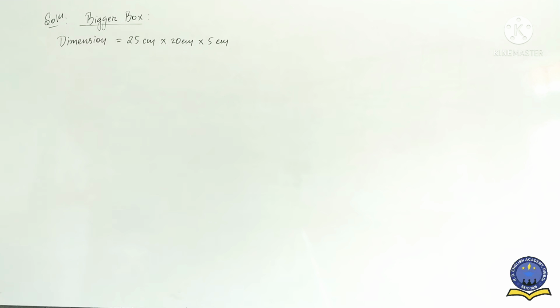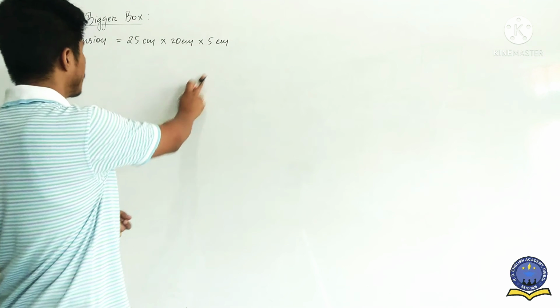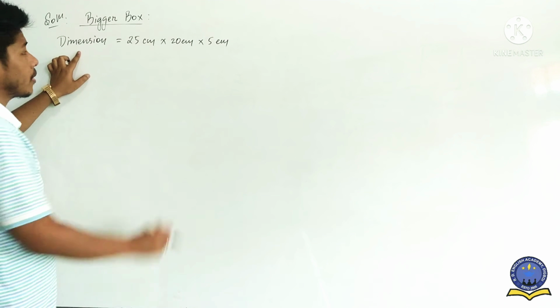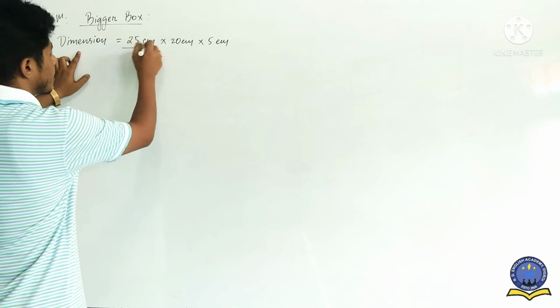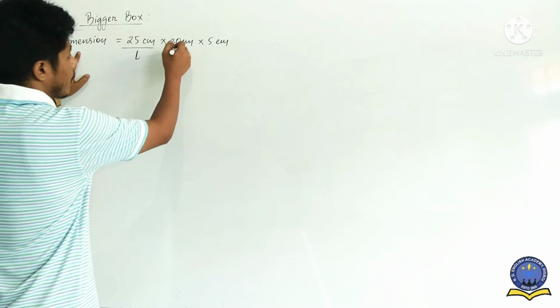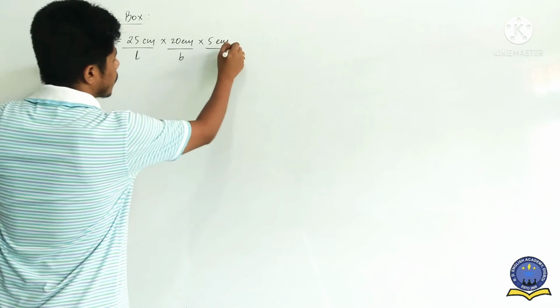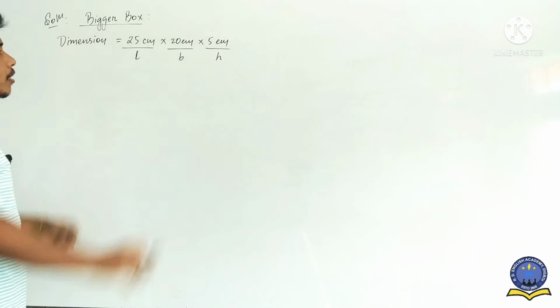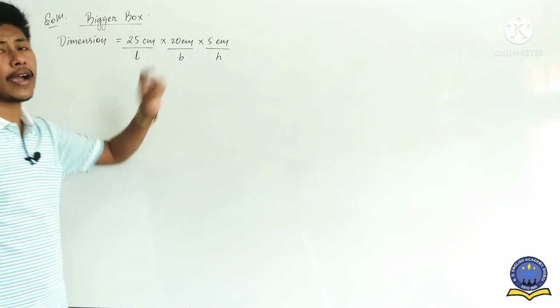If the dimension is given in this way, 25 centimeter, 20 centimeter and 5 centimeter, then when mentioned as a dimension, this 25 centimeter we consider as the length, the longest one. Then the next one is the breadth, and the third one is the height. So this is the meaning of dimension: the length, breadth and height.